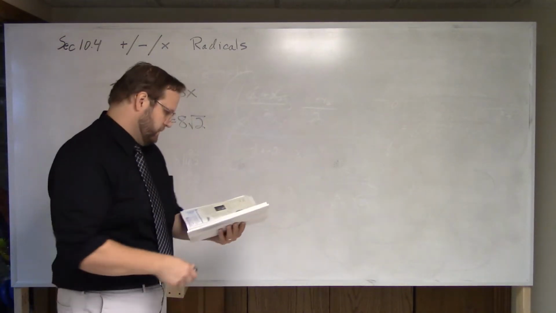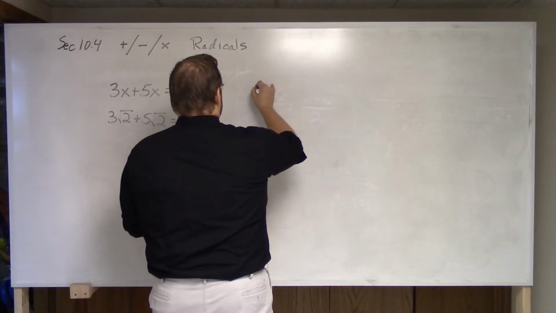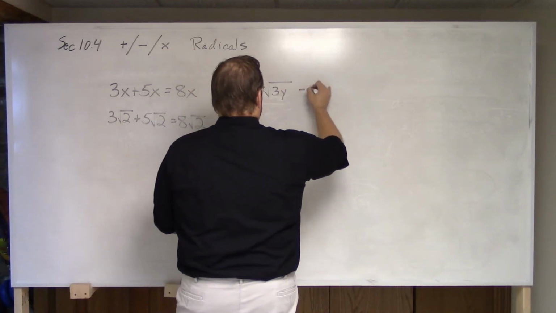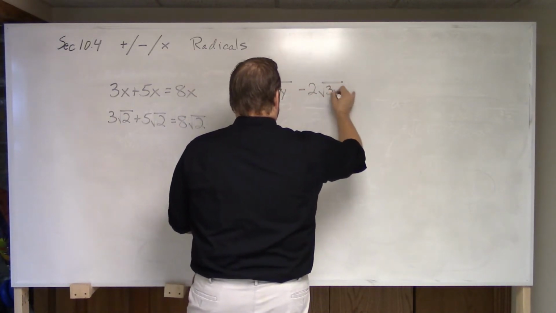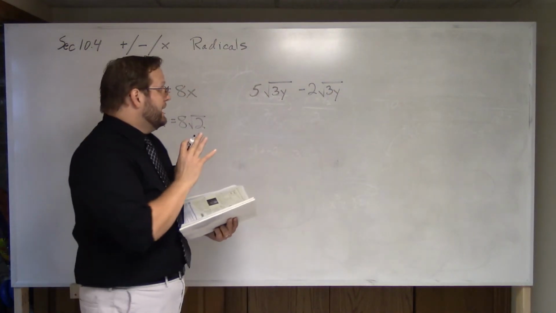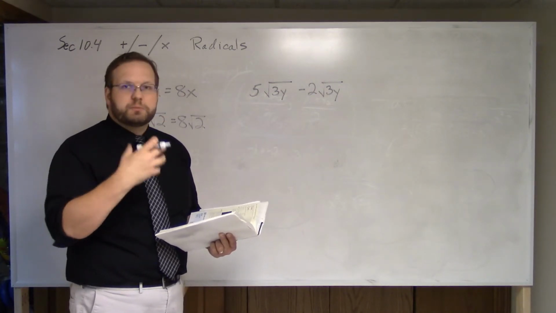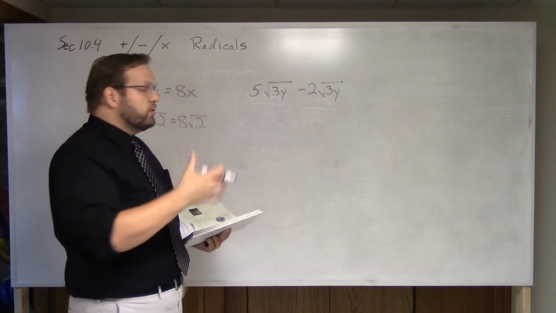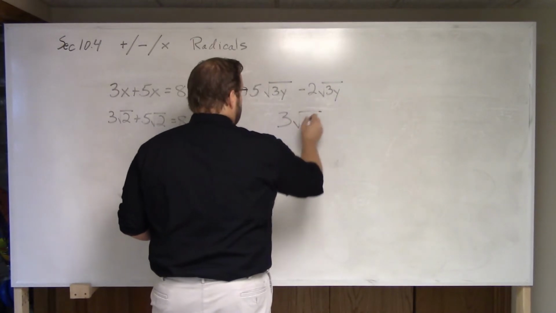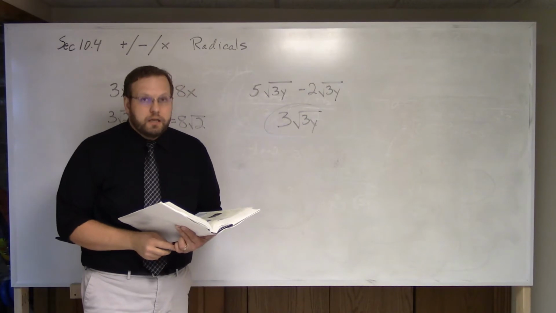Okay, so let's say we have something like this. Say something like that. Okay. Now, in this case, not only do the variables have to match, the whole radical part of the expression has to match. So square root of 3y, square root of 3y, they're good. All we do, 5 minus 2 is 3, and we carry that square root of 3y. End of story. Nothing more to it than that.